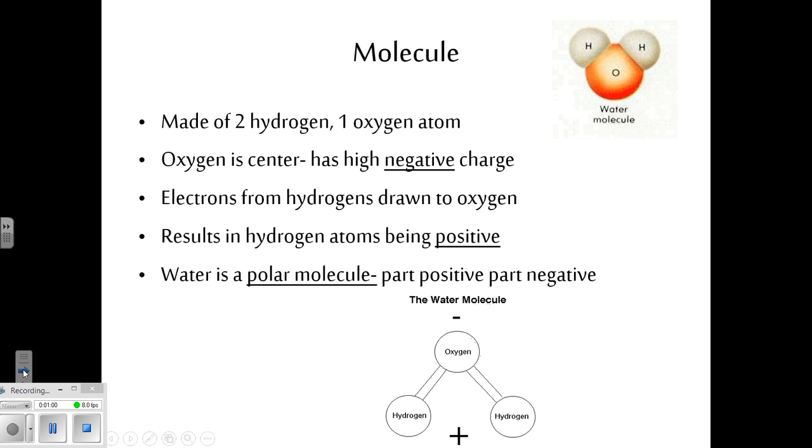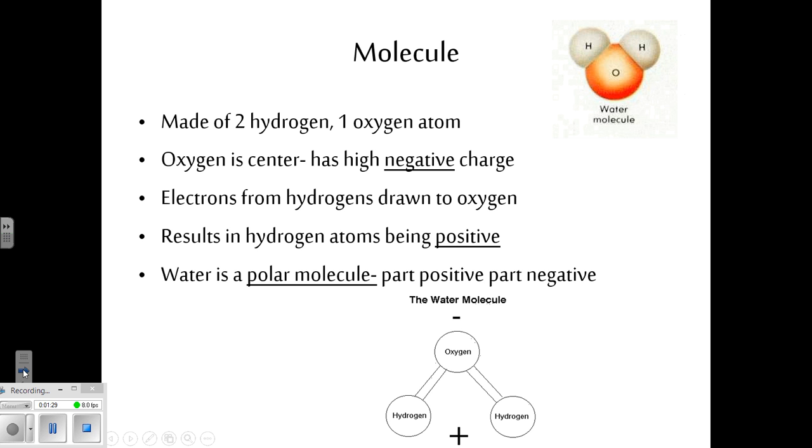If you look at the molecule of water itself, it is made of 2 hydrogen atoms and 1 oxygen atom. Now because hydrogen only has 1 little electron circling it, those electrons are kind of drawn to that oxygen. Oxygen has more electrons, and so that 1 little electron from hydrogen is going to get kind of sucked into the orbit of the oxygen atom.